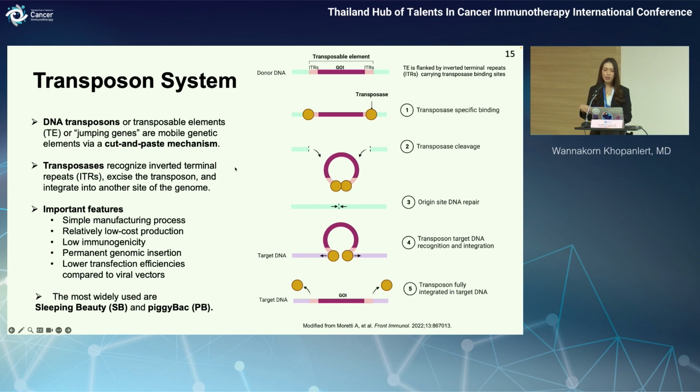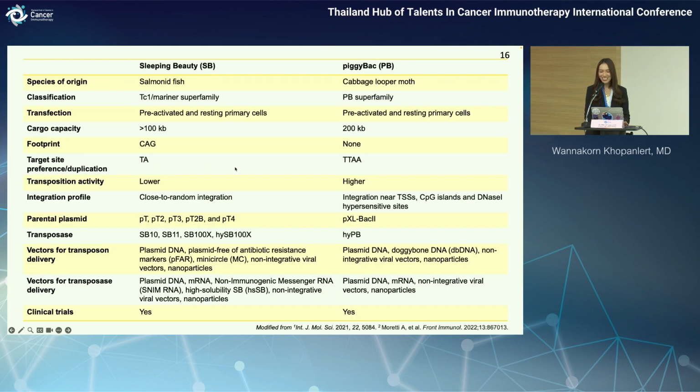The most widely used transposon systems are Sleeping Beauty and PiggyBac. Very beautiful names. So this table compares Sleeping Beauty and PiggyBac. You can see that Sleeping Beauty is reconstructed from inactive transposon sequences in the fish genome, while PiggyBac is from the cabbage looper moth. PiggyBac shows a larger cargo capacity, and higher transposition was observed with PiggyBac compared to Sleeping Beauty.